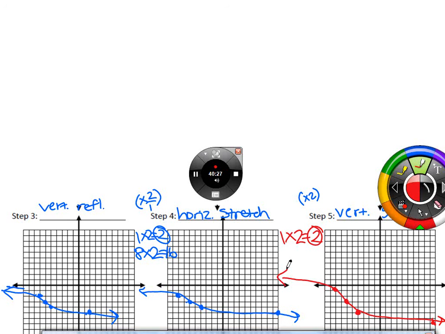Okay? So is this okay with everybody? Same cycle over and over and over. New starting shape. Okay? So your homework.